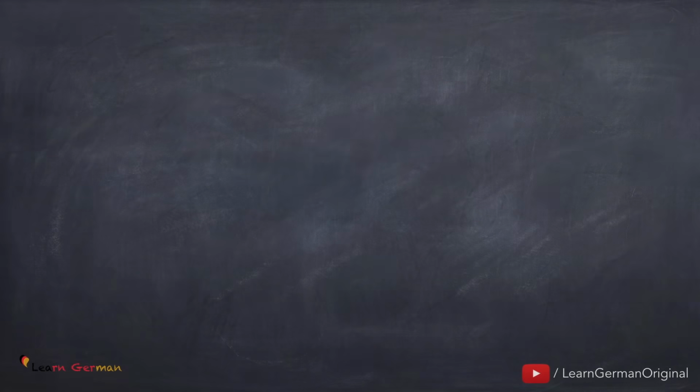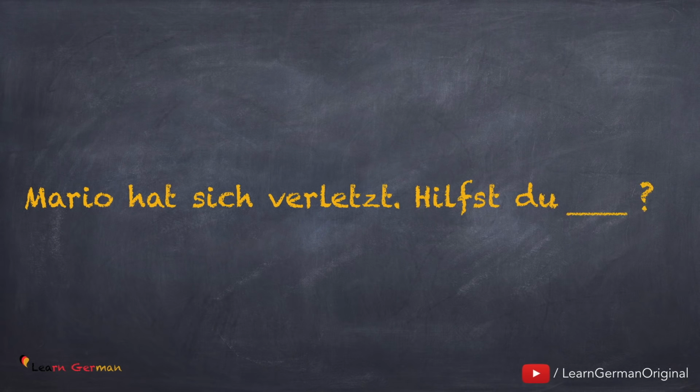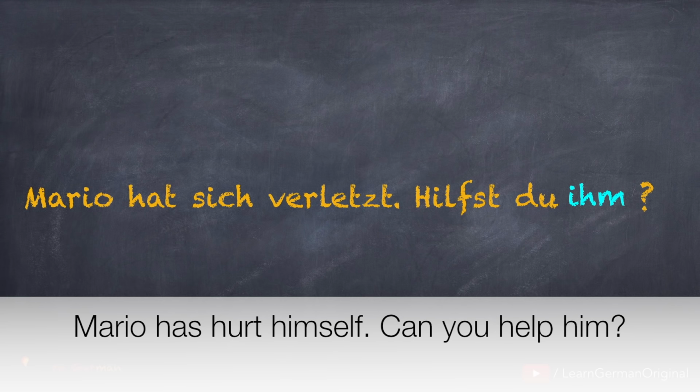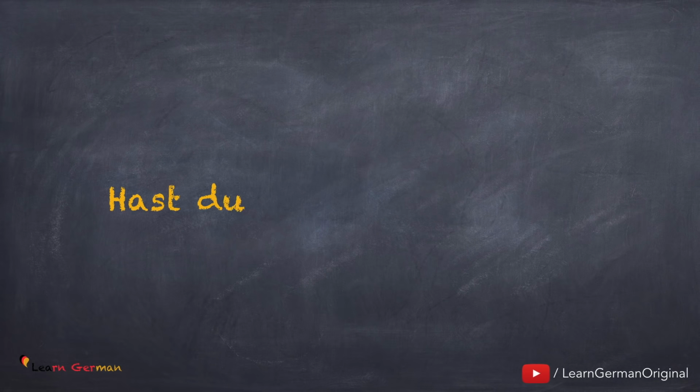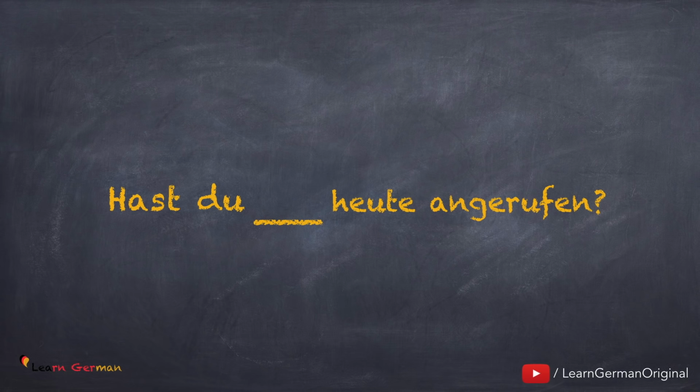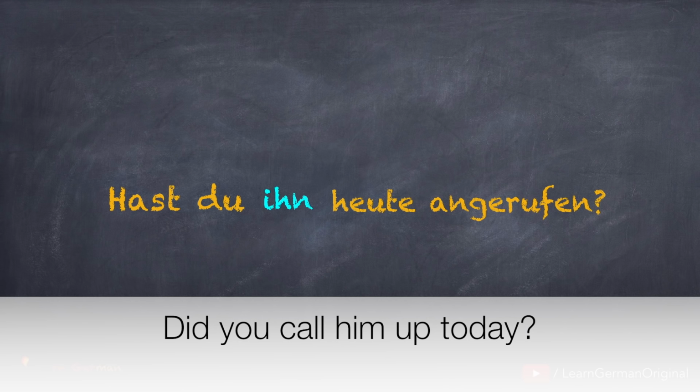Now let's do the first one. Do look out for the verb. Since helfen is a dative verb, your answer should be Mario hat sich verletzt. Hilfst du ihm? Let's move on to the next one. Here also look at the verb. Anrufen. Hast du ihn heute angerufen? This verb also takes an accusative object.